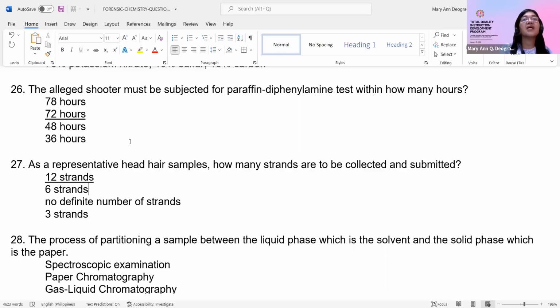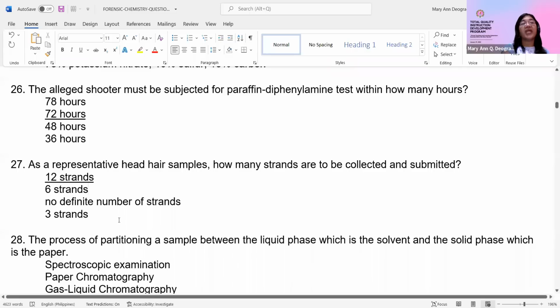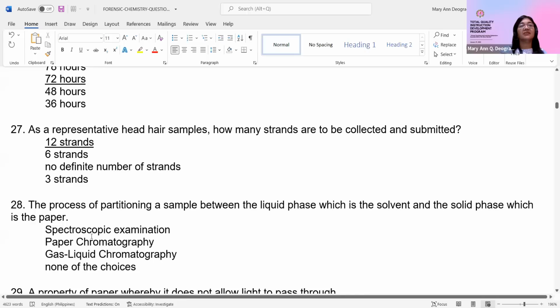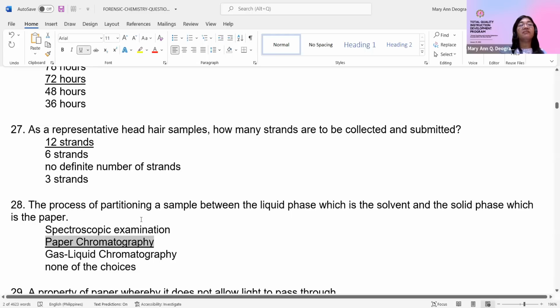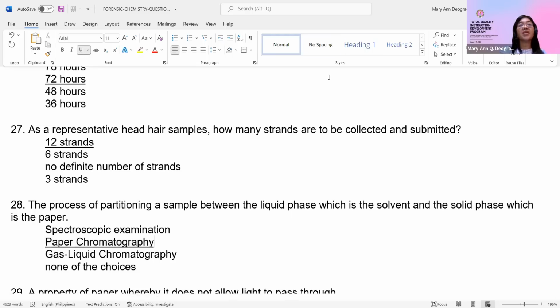Okay, next. The process of partitioning a sample between the liquid phase, which is the solvent, and the solid phase, which is the paper. Sagot. Letter. Okay, paper chromatography. Ayan. So, ballpoint pen ink yan eh. It's applied to the analysis of ballpoint pen ink. Question document yan, di ba?